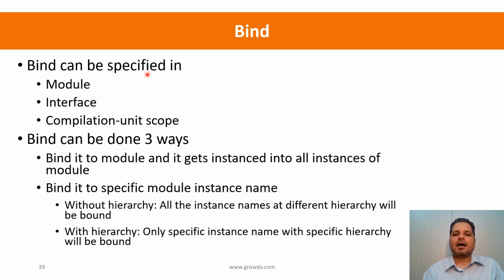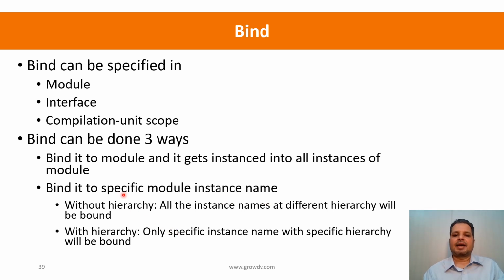So bind itself can be specified in either a module, interface, or your compilation unit scope. It can be specified anywhere, and bind can be done in three ways. You can either bind it to a module, and then it automatically gets instanced into all instances of that particular module. Okay, so that's one way. Or you can bind it to a specific module instance name.